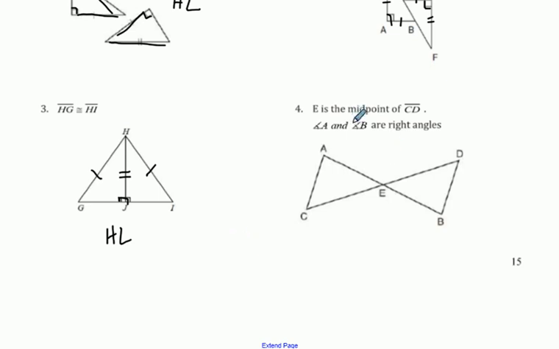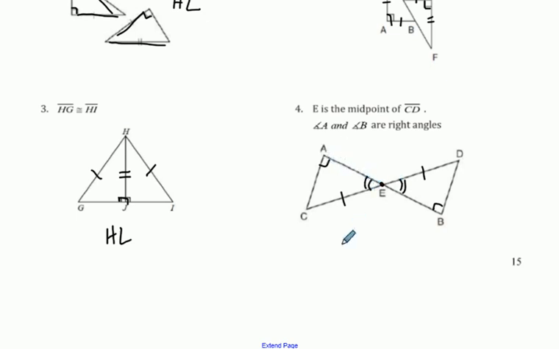In example 4, E is the midpoint of CD. That allows me to say that segment CE and segment DE are congruent. They're also telling me that angle A and B are right angles. So I have both right triangles, and angle A would be congruent to angle B. Once I'm out of given information, I turn to my picture. I don't have any instances where I could use the reflexive property, but I do have vertical angles. And this is enough information to prove the triangles are congruent.